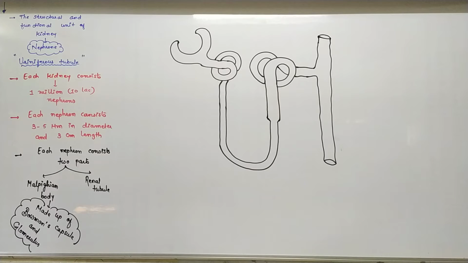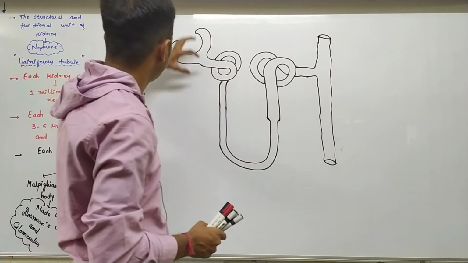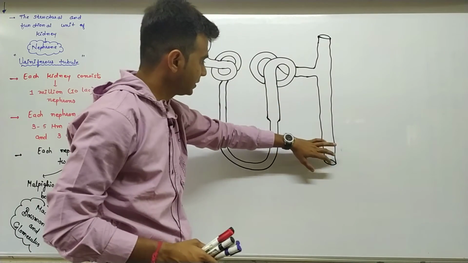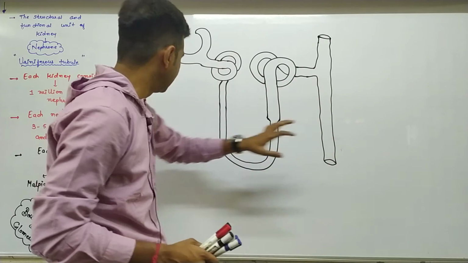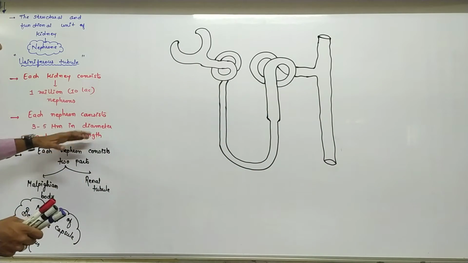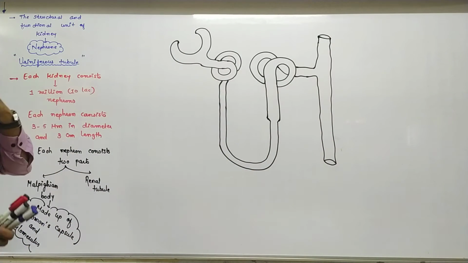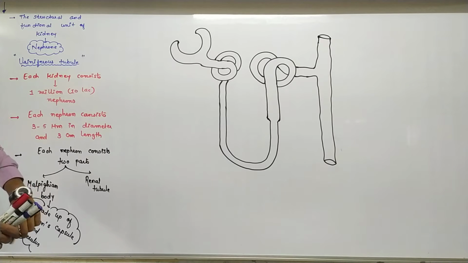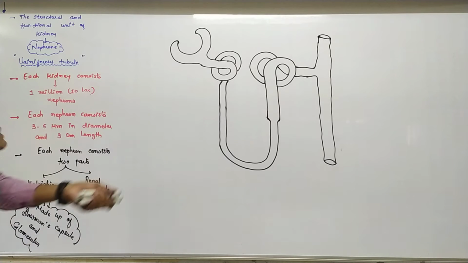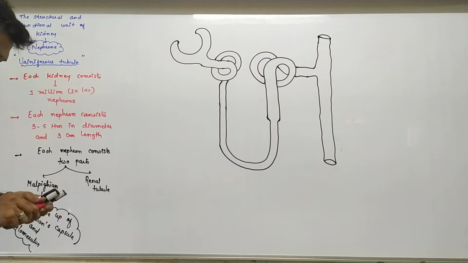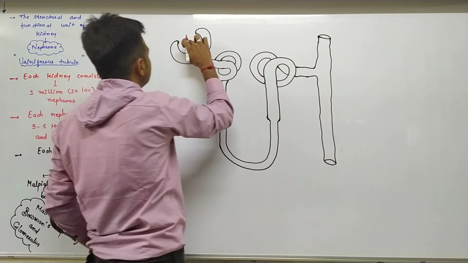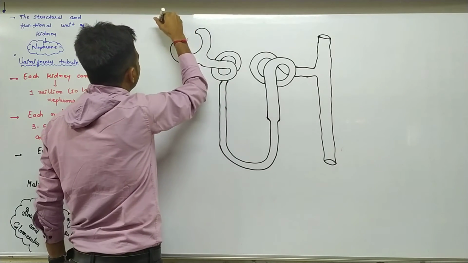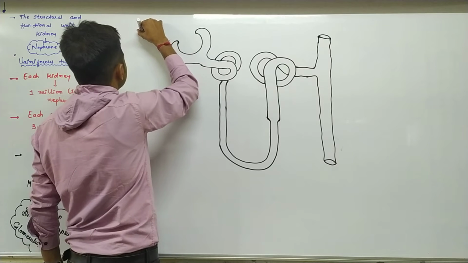See, this is one nephron. From here to here, 3 centimeter length is there, from the Bowman's capsule. Later on, I will tell you each and every labeling of each part. First of all, the glomerulus is connected to the Bowman's capsule.